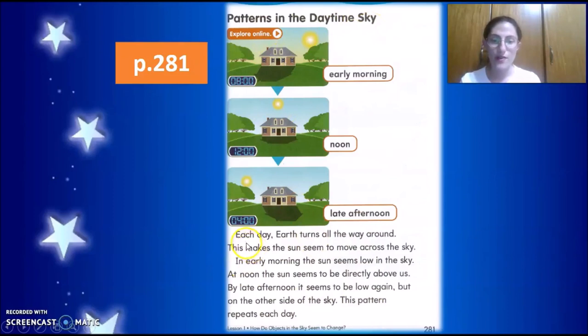Okay, let's check out. Each day, Earth turns all the way around. This makes the sun seem to move across the sky. In early morning, the sun seems low in the sky. At noon, the sun seems to be directly above us. By late afternoon, it seems to be low again, but on the other side of the sky. This pattern repeats each day. Remember, pattern is something that is being repeated. So, let me explain to you guys.